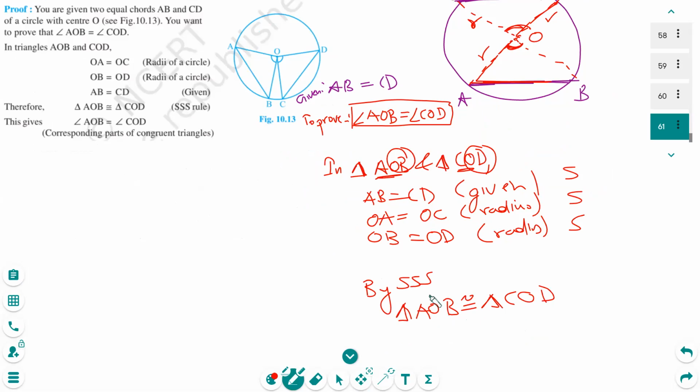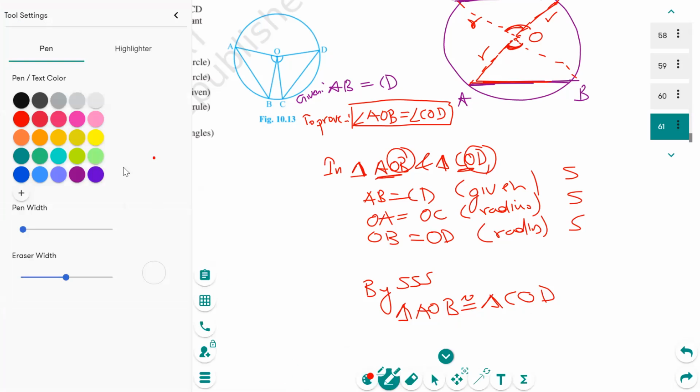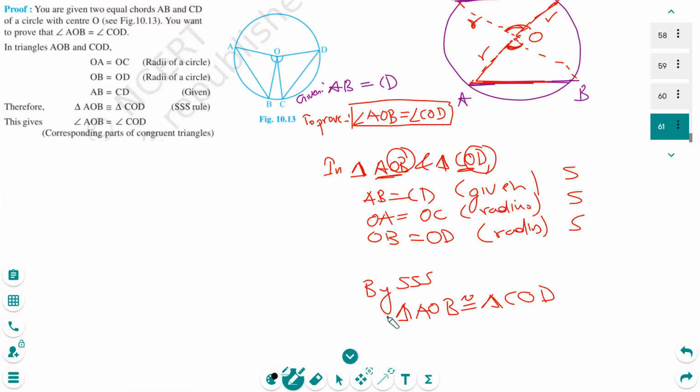किसी को समझ नहीं आया तो पूछो, or is it clear to you? Yes, very clear. Good. So by SSS, these two triangles are congruent. Now once they are congruent, which guy can we use to prove the angles equal, which we needed to prove? CPCT. Yes, by using CPCT, these two angles are equal.